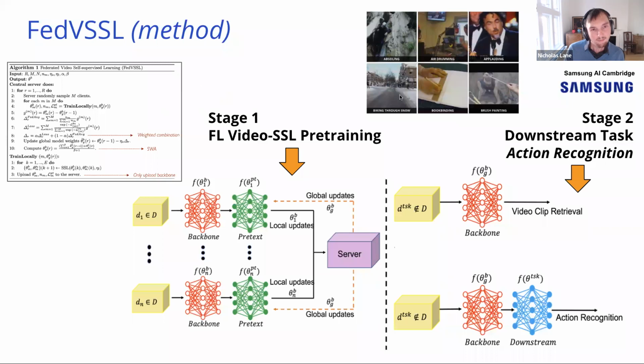So I'm going to just highlight my cursor here. Labels such as applause, bookbinding. So fairly complex types of actions being understood through video. We also looked at a secondary task of video clip retrieval. But the main point here is that what I've described thus far is a conventional way of building video understanding models with self-supervision.